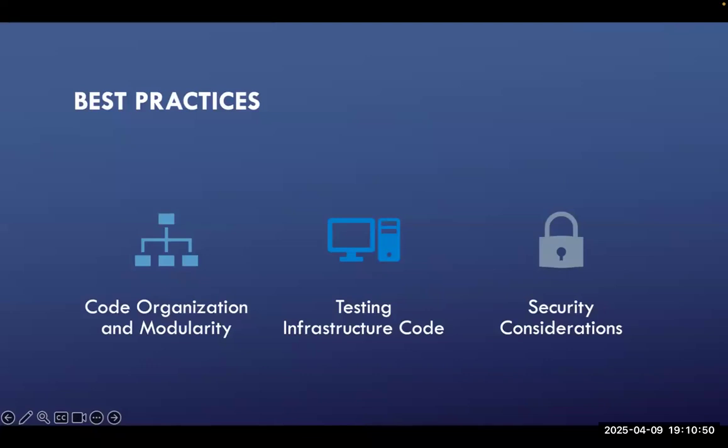IaC should be modular and well-organized to ensure maintainability, structuring your code into reusable components, making it easier to manage and scale infrastructure. For example, in Terraform, using modules allows teams to define reusable configurations for networking, security groups, and compute instances, reducing duplication. Testing infrastructure code is just as important as testing application code. Implementing unit tests, integration tests, and validation checks helps catch issues before deployment.